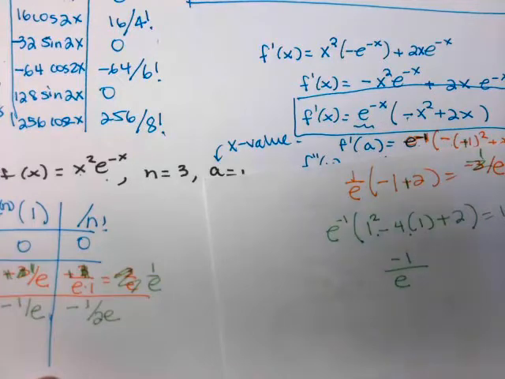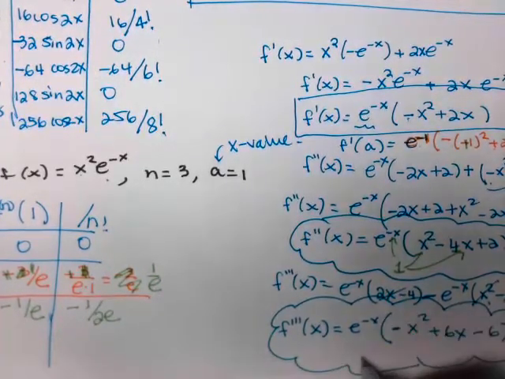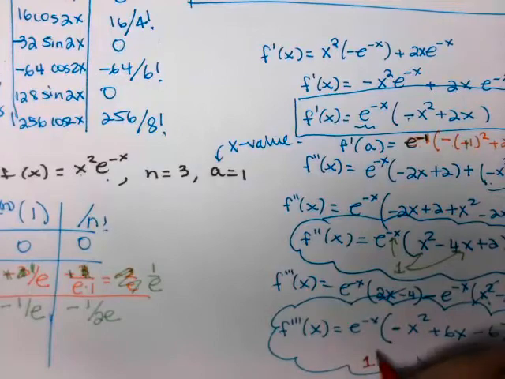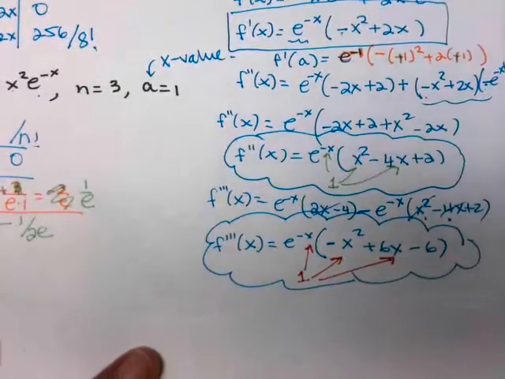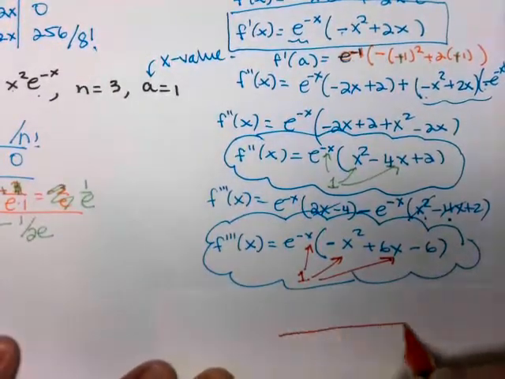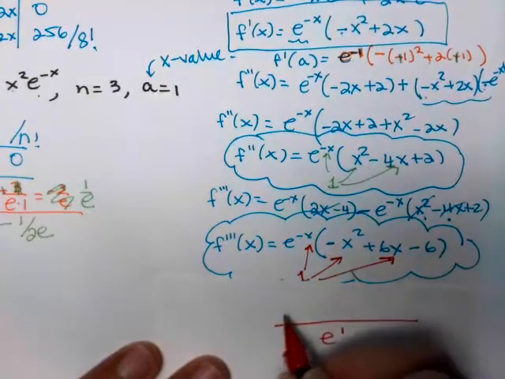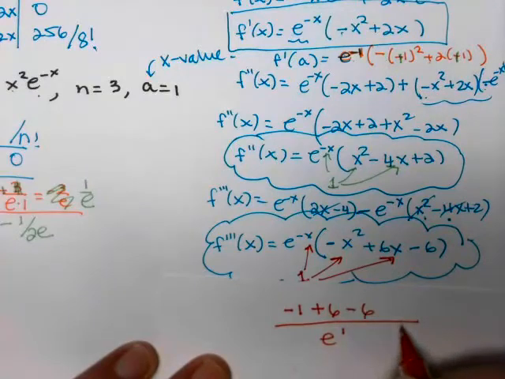Okay, let's see if I can get this next one on the first try. Third derivative. We'll see. So again, 1. I got one more color. We're going to put positive 1 in for all of the x's. See what we get. That e to the negative 1 becomes an e to the positive 1 in the denominator, and then I'll get negative 1 plus 6 minus 6.